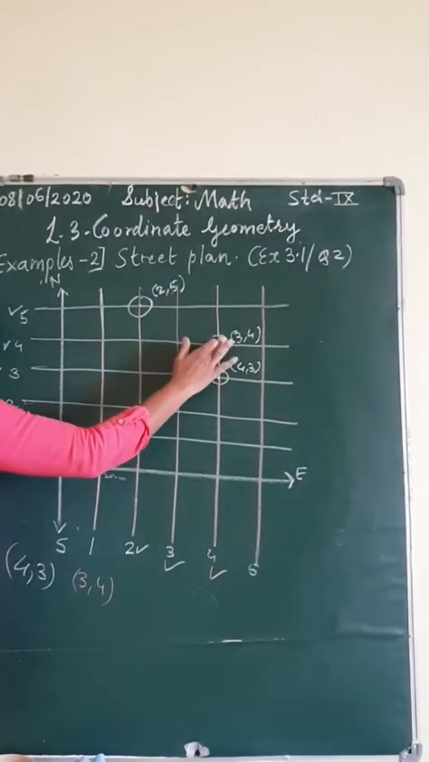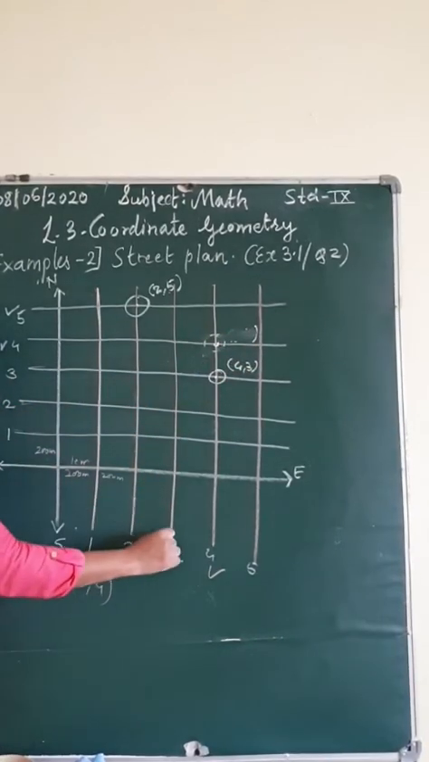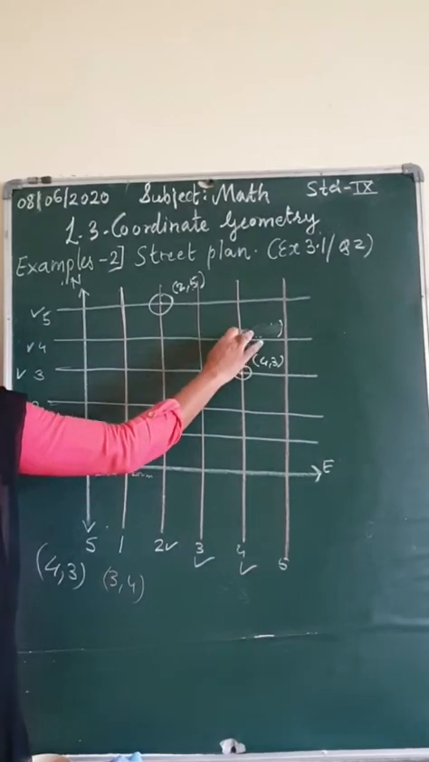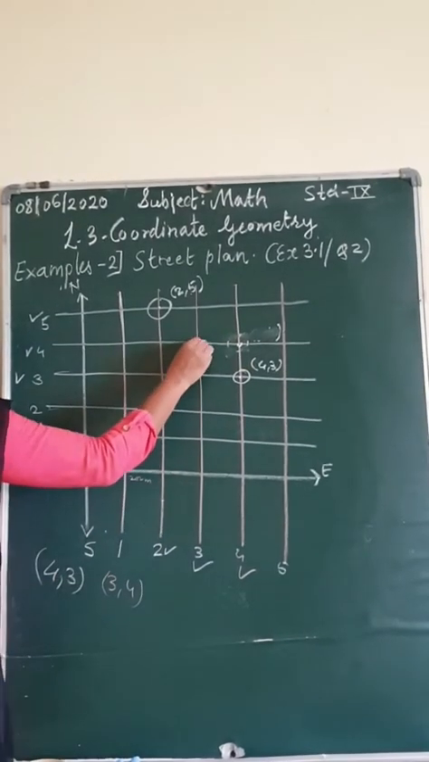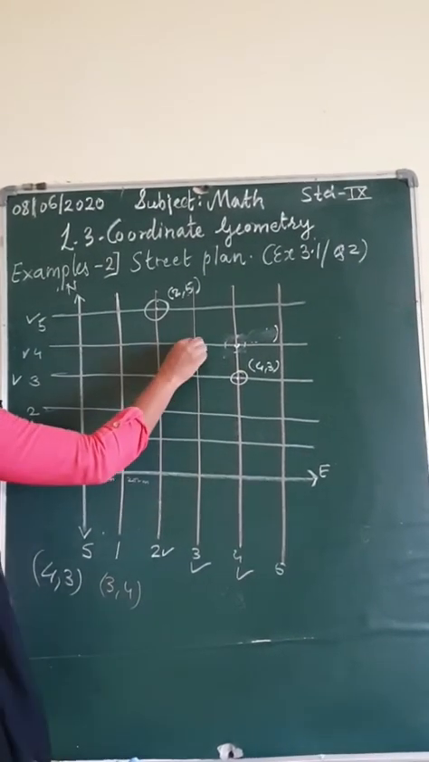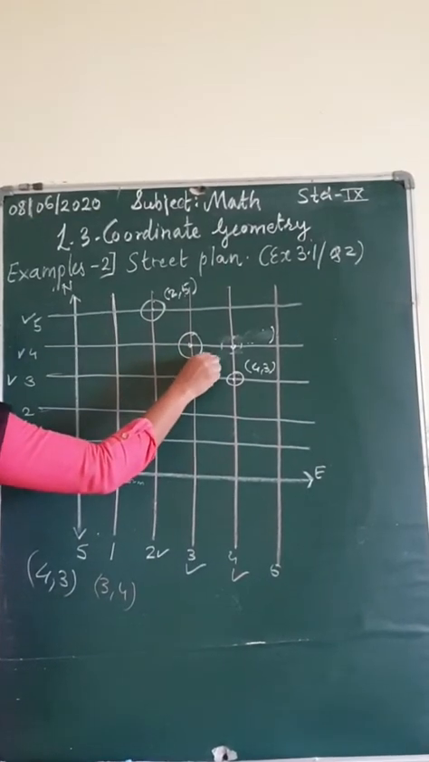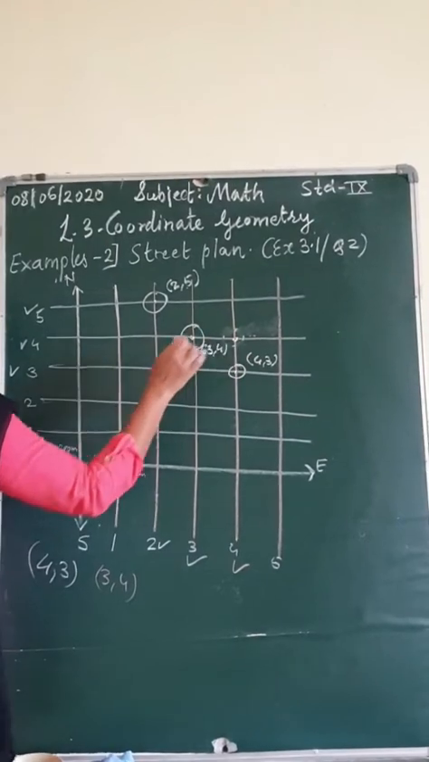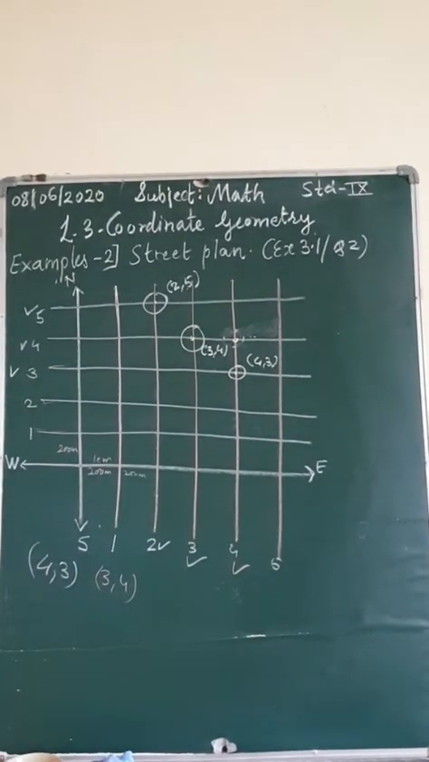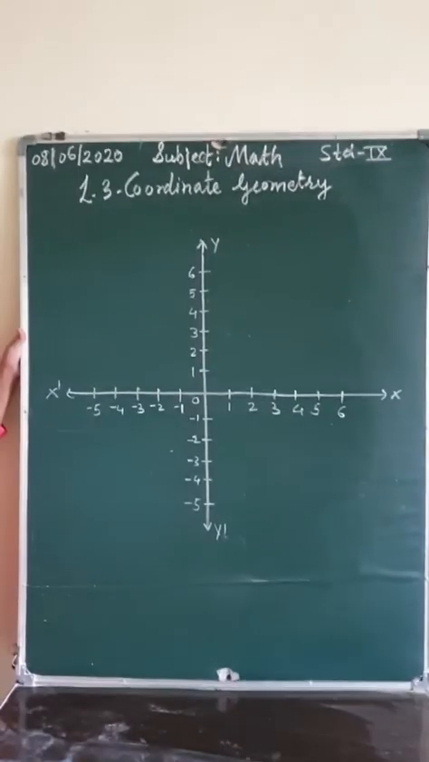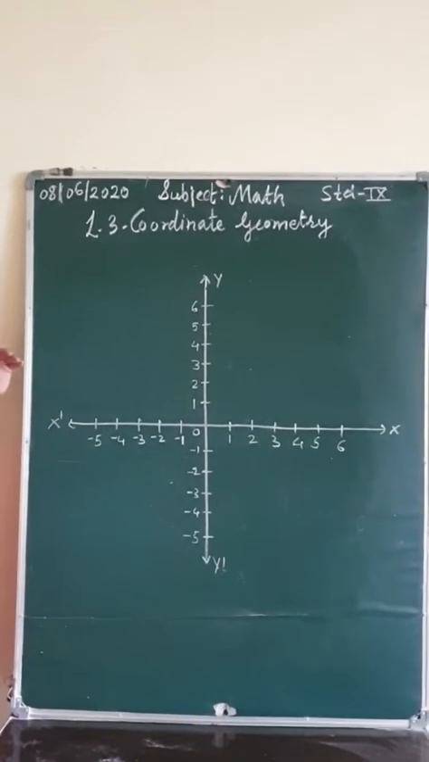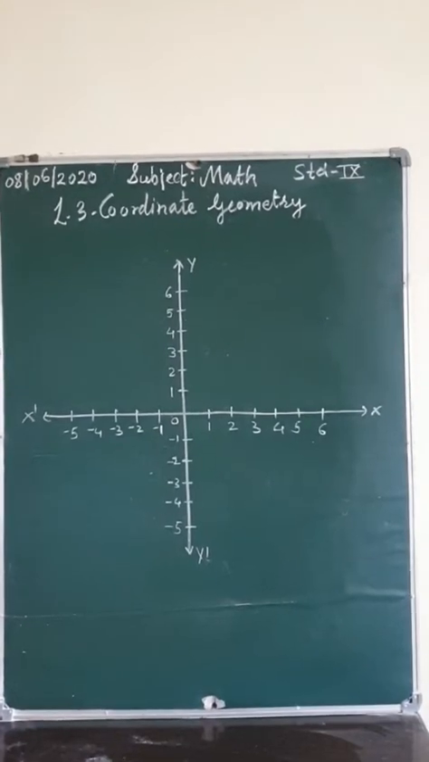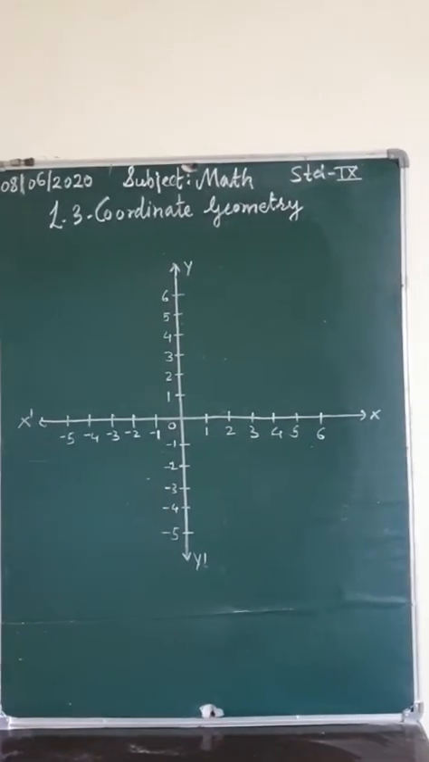Sorry, it's not here. 3, 4 means we are moving to this road. So here it is 3, 4, and the coordinates we write as 3, 4 here. I hope you have understood this. You are solving this in your notebook. In the previous example, you can draw the model of the city and the street plan on graph paper.